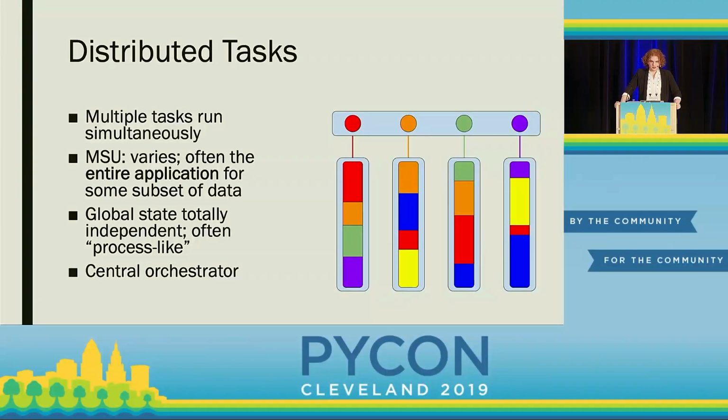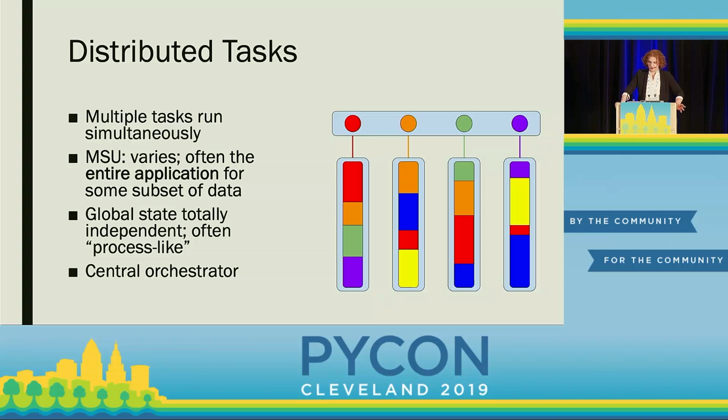That brings us to distributed tasks. This is often using a framework like Hadoop and an orchestrator like Yarn. We're going to talk about one particular distributed task model in particular, specifically Hadoop MapReduce streaming jobs.